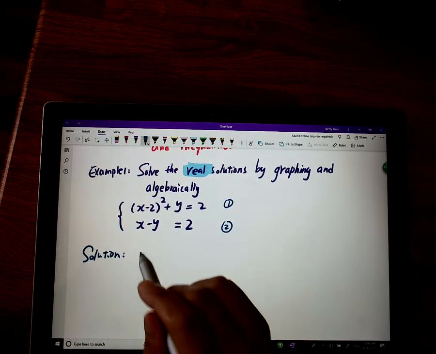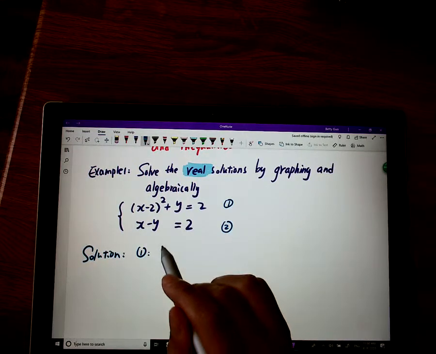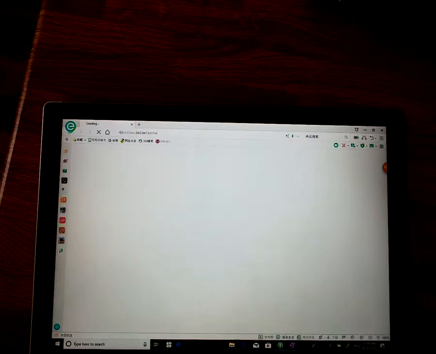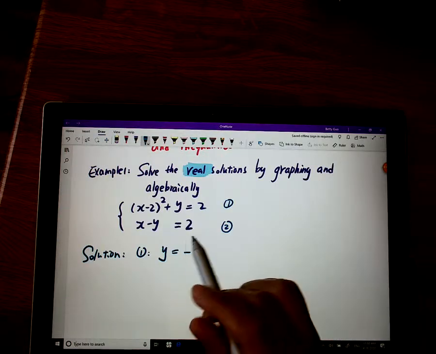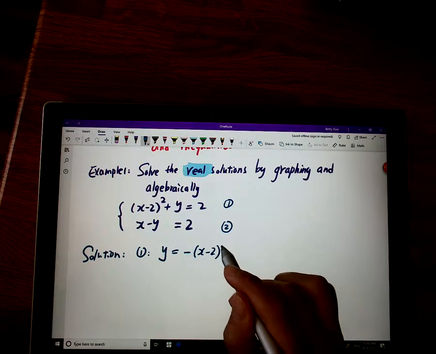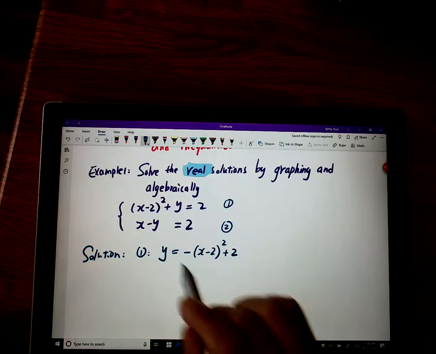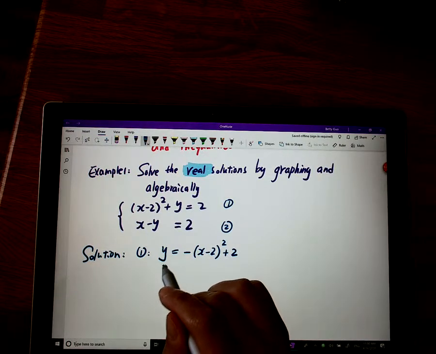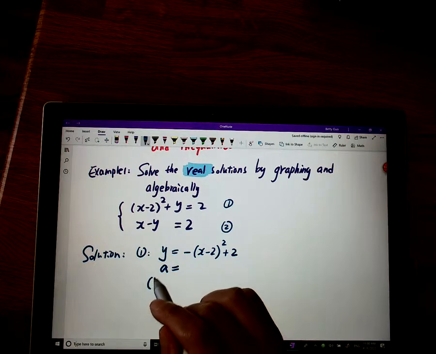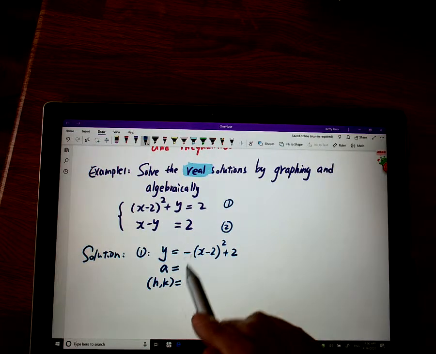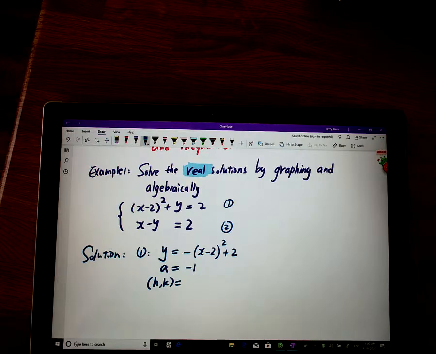In order to graph it, we could rewrite that function in vertex form as I did earlier. y equals negative (x minus 2) to the power of 2 plus 2. From this function, which is in vertex form, I want you to tell me the leading coefficient a and the vertex (h, k). If you want, you can refer to the previous sections for this content. The leading coefficient a is negative 1. It's negative, so the parabola opens downward.